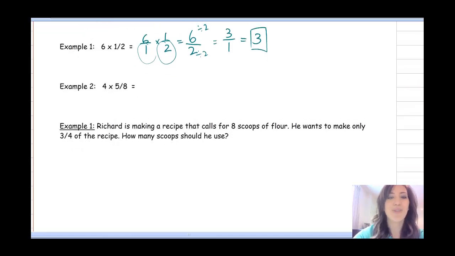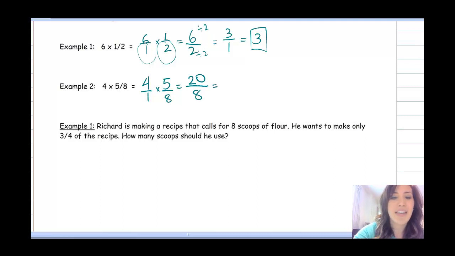Alright, example 2. First step, write it like it's a secret fraction. Let's rewrite the equation. Then we multiply the numerators. 4 times 5 is 20, divided by, multiply the denominators. 1 times 8 is 8. Can these be divided by the same number? Yes, they can. They can both be divided by 4. So we get 5 over 2.